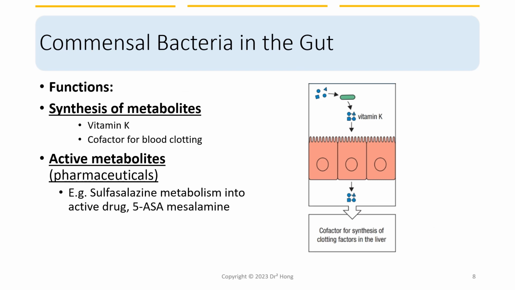The GI tract contains the most amount of commensal microorganisms, in part due to its very high surface area. And they have many functions in the gut. For one, they are responsible for synthesizing vitamin K, which is a cofactor for blood clotting. Some drugs also rely on commensal bacteria to convert them into active metabolites. For example, a drug called sulfasalazine is converted into active 5-ASA mesalamine by colonic bacteria.